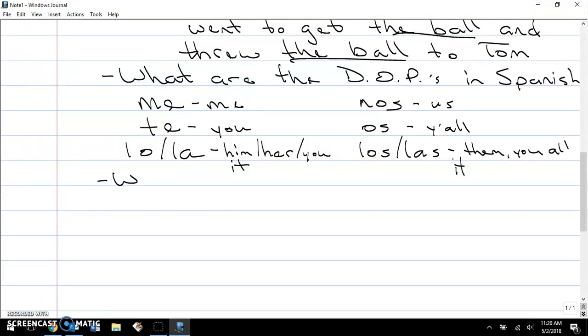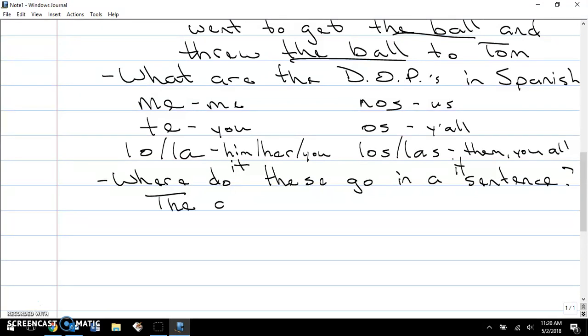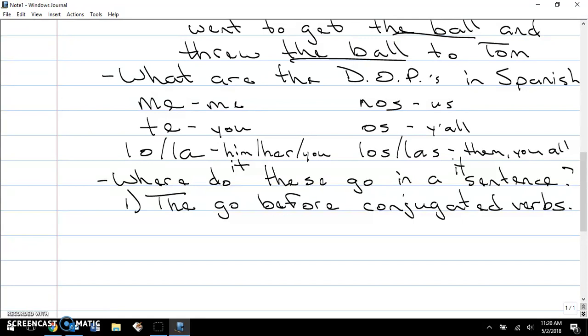Now, where do these go in a sentence? Well, for right now, we're going to make it very simple. They go before conjugated verbs. And I lied. I'm not going to keep it simple. I just can't do that. You know me. They go before conjugated verbs.